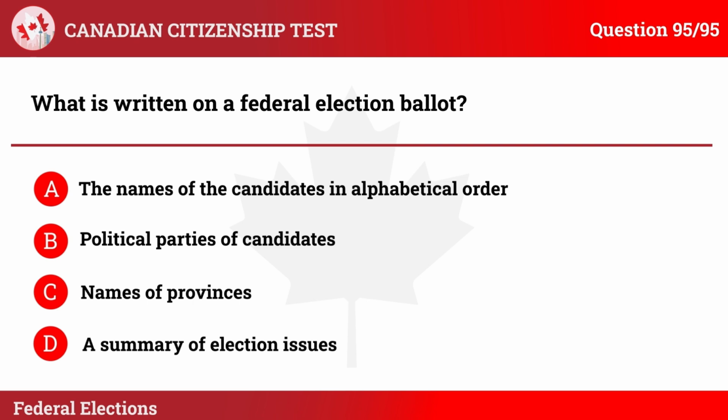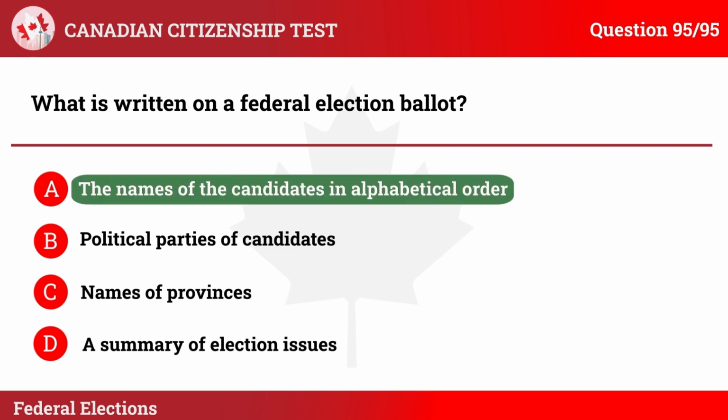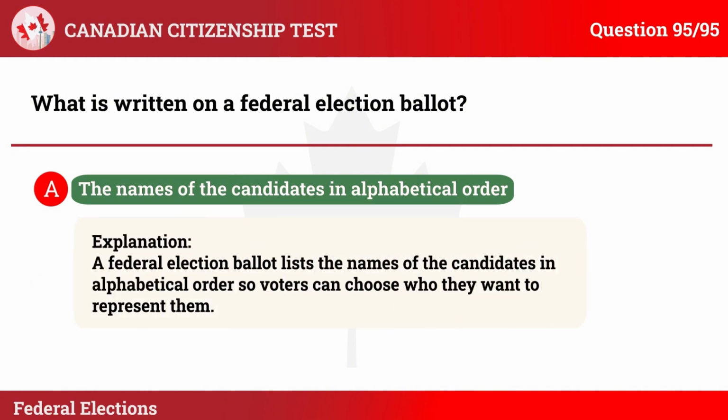The correct answer is A. The names of the candidates in alphabetical order. Explanation: a federal election ballot lists the names of the candidates in alphabetical order so voters can choose who they want to represent them.